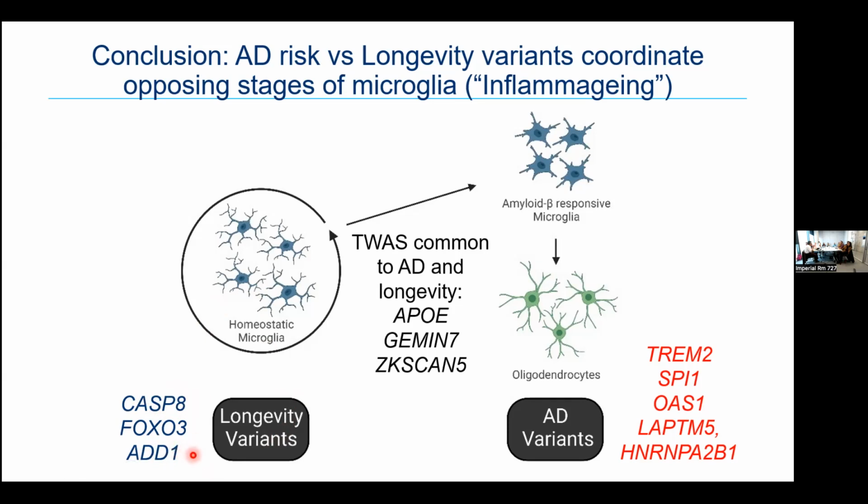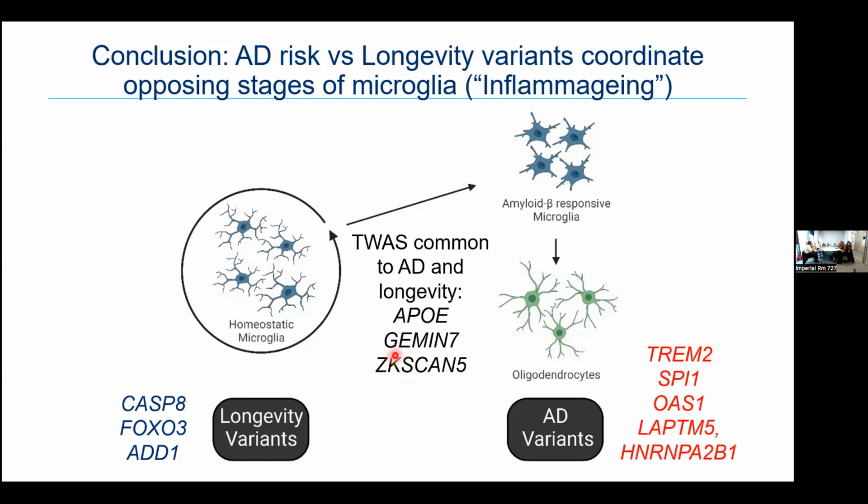In terms of what's common between longevity and Alzheimer's, with our GWAS data, there was actually very little overlap, and that was limited just to these three genes here. So ApoE is what we might expect. And then the other two that overlapped were this GAMIN7 and ZKSCAN5. So this is an RNA processing gene, and this is a zinc finger protein involved in gene expression. So quite little is known about these two genes, so it's not clear how they relate to Alzheimer's and aging.